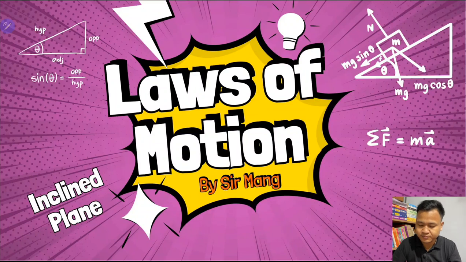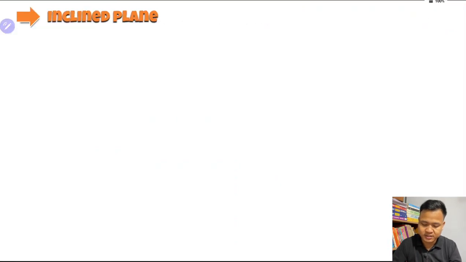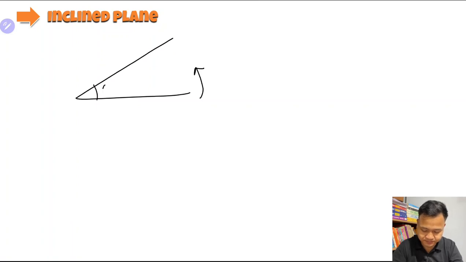Okay, so we'll jump into the topic. Inclined plane, what is an inclined plane? See, this is a horizontal plane. If I tilt it, if I start rotating this horizontal plane by some angle theta, now I will have an inclined plane. So along with the horizontal, it will make some angle.